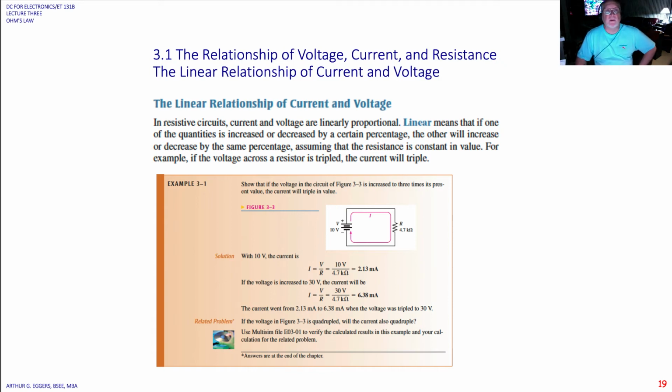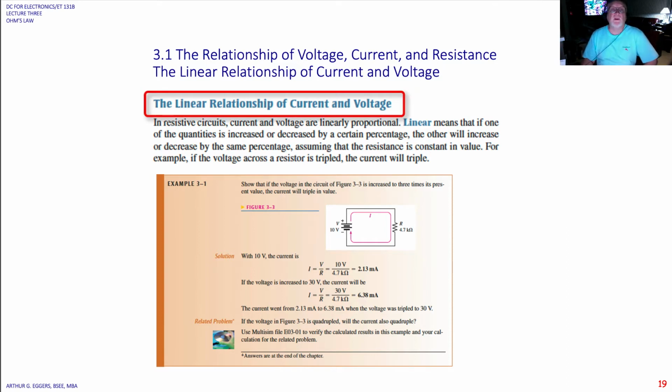Okay, so we continue on with our understanding of the relationship between voltage, current, and resistance. What we need to look at here is that we have a linear relationship between current and voltage. In resistive circuits, current and voltage are linearly proportional. Linear means that if one of the quantities is increased or decreased by a certain percentage, the other will increase or decrease by that same percentage, assuming that the resistance is constant in value. For example, if the voltage across the resistor is tripled, the current will triple.